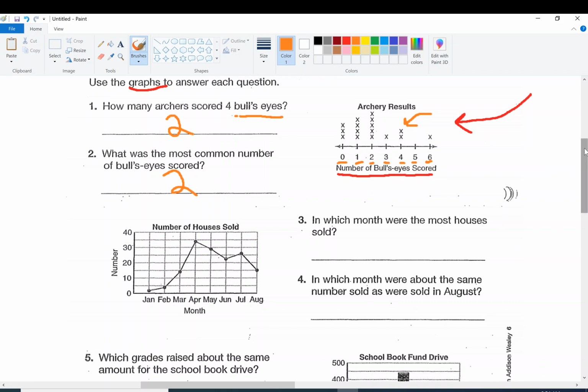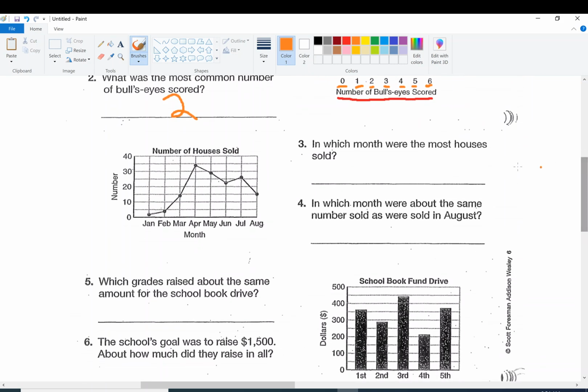Okay, so let's look at this next section here. It says, which month were the most houses sold, right? So we have the month here, we have the number of houses sold. Notice here, we want to look for the dot that's the highest. Notice here, that would be April. April's all the way up here, a little bit below 35. It looks like around 34, so it'd be April. And I'll put A-P-R.